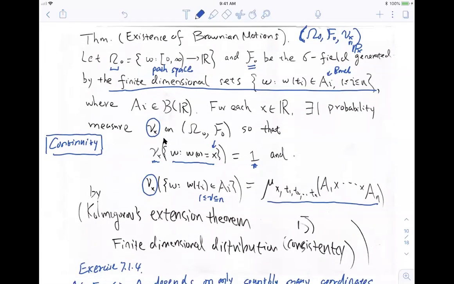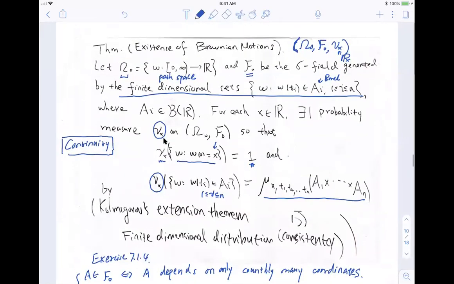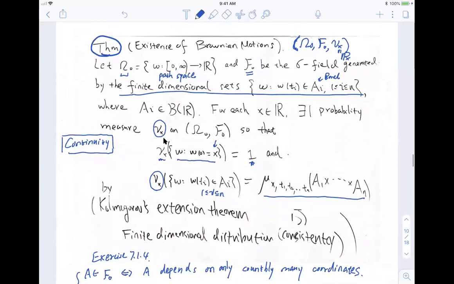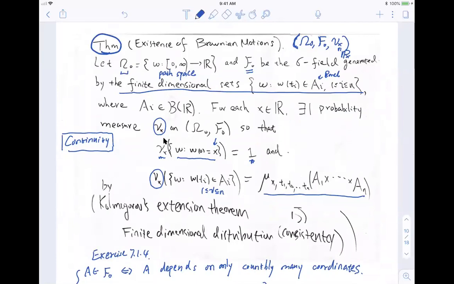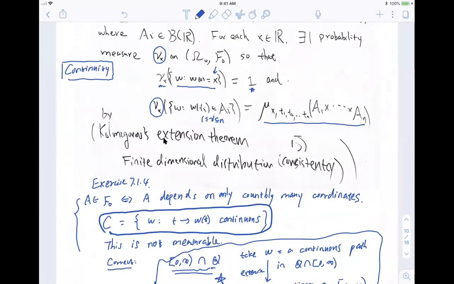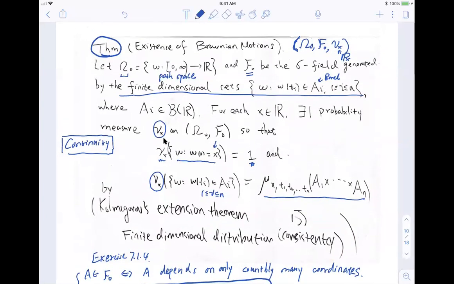But if we just trivially use the Kolmogorov extension theorem, we cannot get continuous paths. This is a theorem we first stated, but this is almost useless. In practice we don't use this directly. If you just use this, the event of all continuous paths is not measurable. There's a homework problem related to this. So what we are doing is not directly using the Kolmogorov extension theorem to get the existence of Brownian motion.